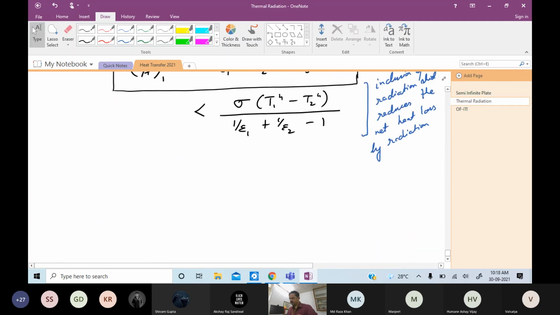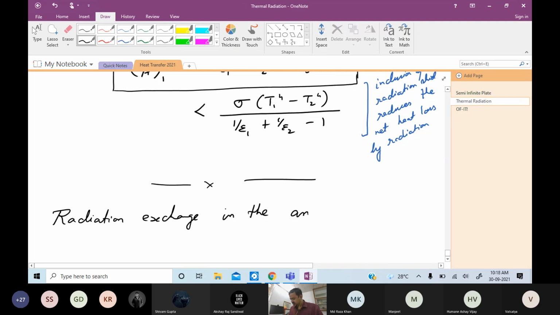Now what we will do is we will take up another example, and that is radiation exchange in the annulus of two concentric cylinders.